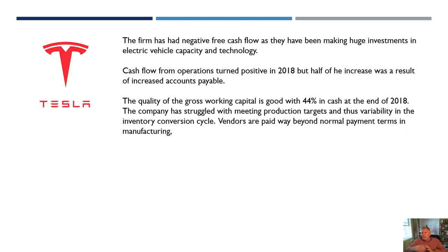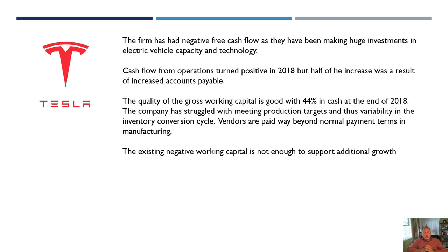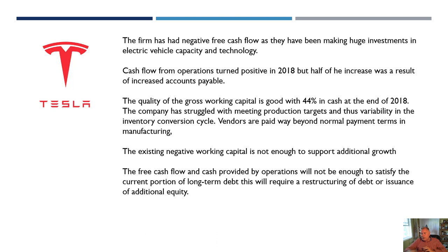The quality of the working capital, gross working capital, is good. They had a lot of cash at the end of 2018, 44% of it. They've struggled meeting production targets and thus variability in the inventory conversion cycle. Vendors are paid way beyond normal payment terms in manufacturing. The existing negative working capital is not enough to support additional growth. That is a conclusion I've made from looking at all of the numbers. The free cash flow and cash provided by operations will not be enough to satisfy the current portion of long-term debt. It's going to require a restructuring or issuance of additional equity. So, in my opinion, there's substantial liquidity risk with Tesla.